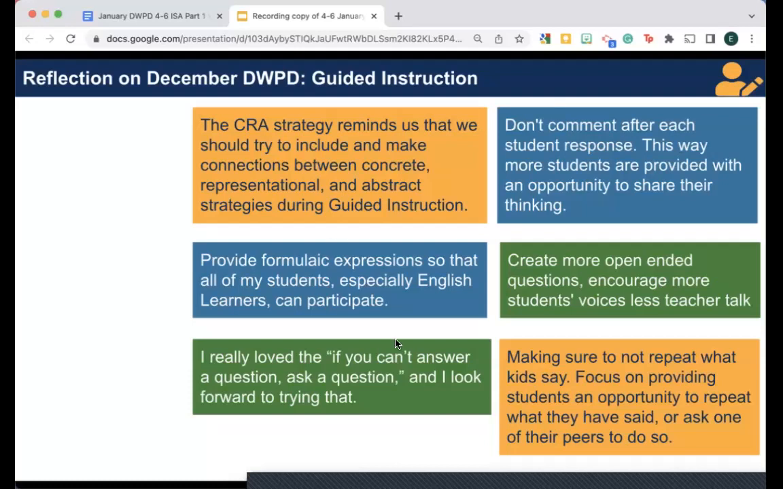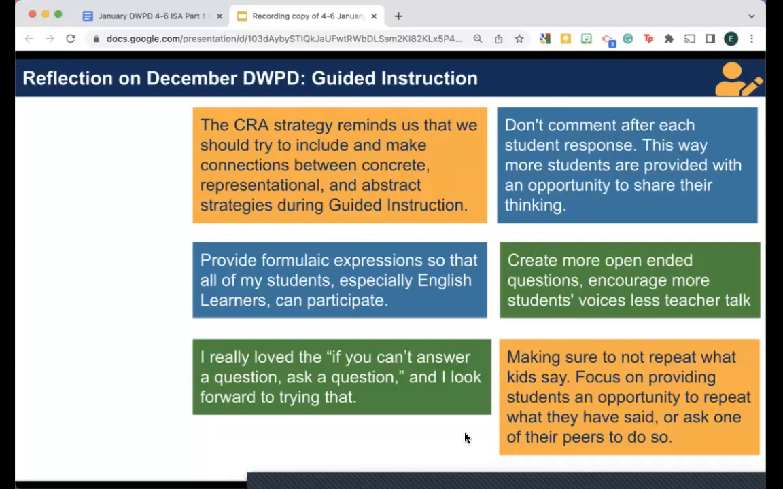On the screen, you see 6 of them. We had hundreds to choose from, but these 6 exemplified some of your colleagues' key takeaways as they learned and thought about guided instruction. Please pause and skim through those 6 takeaways.